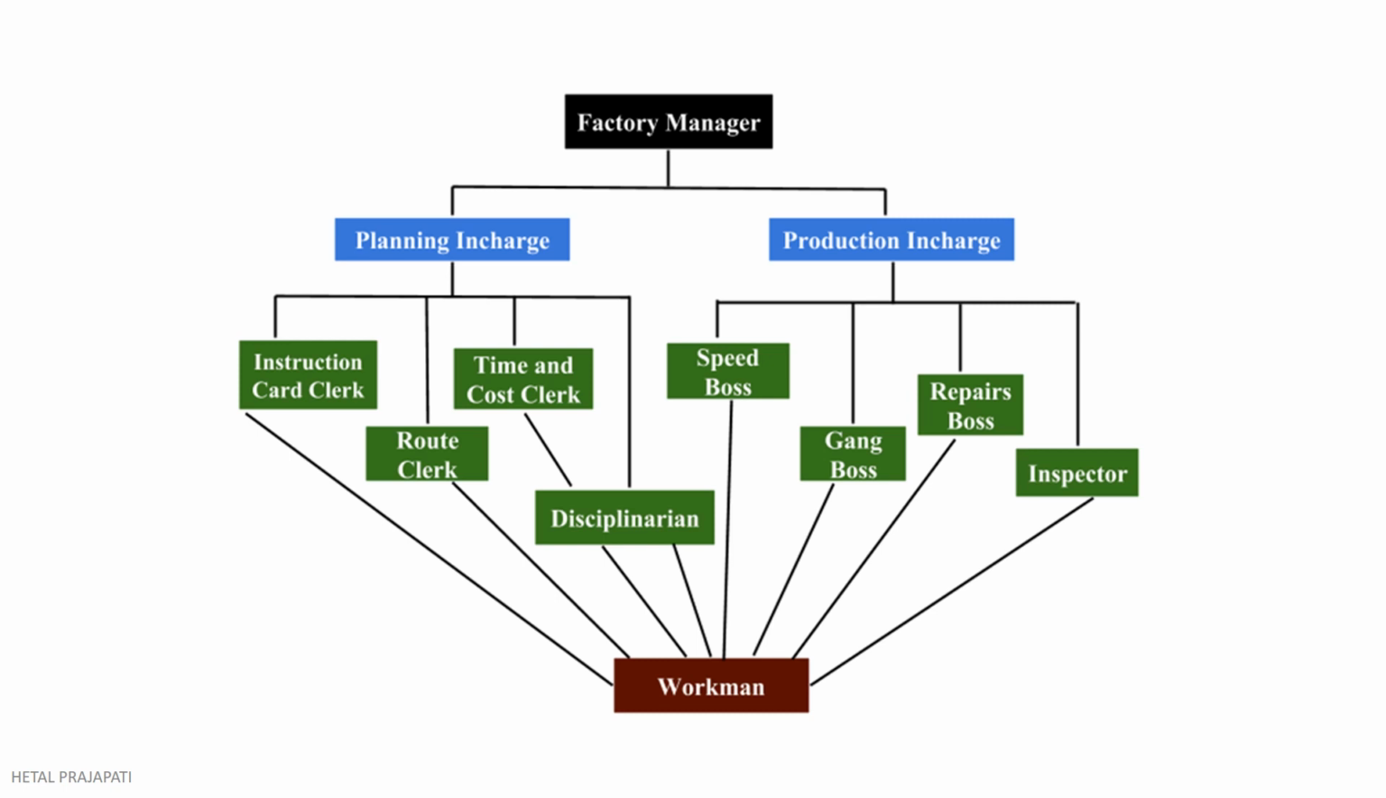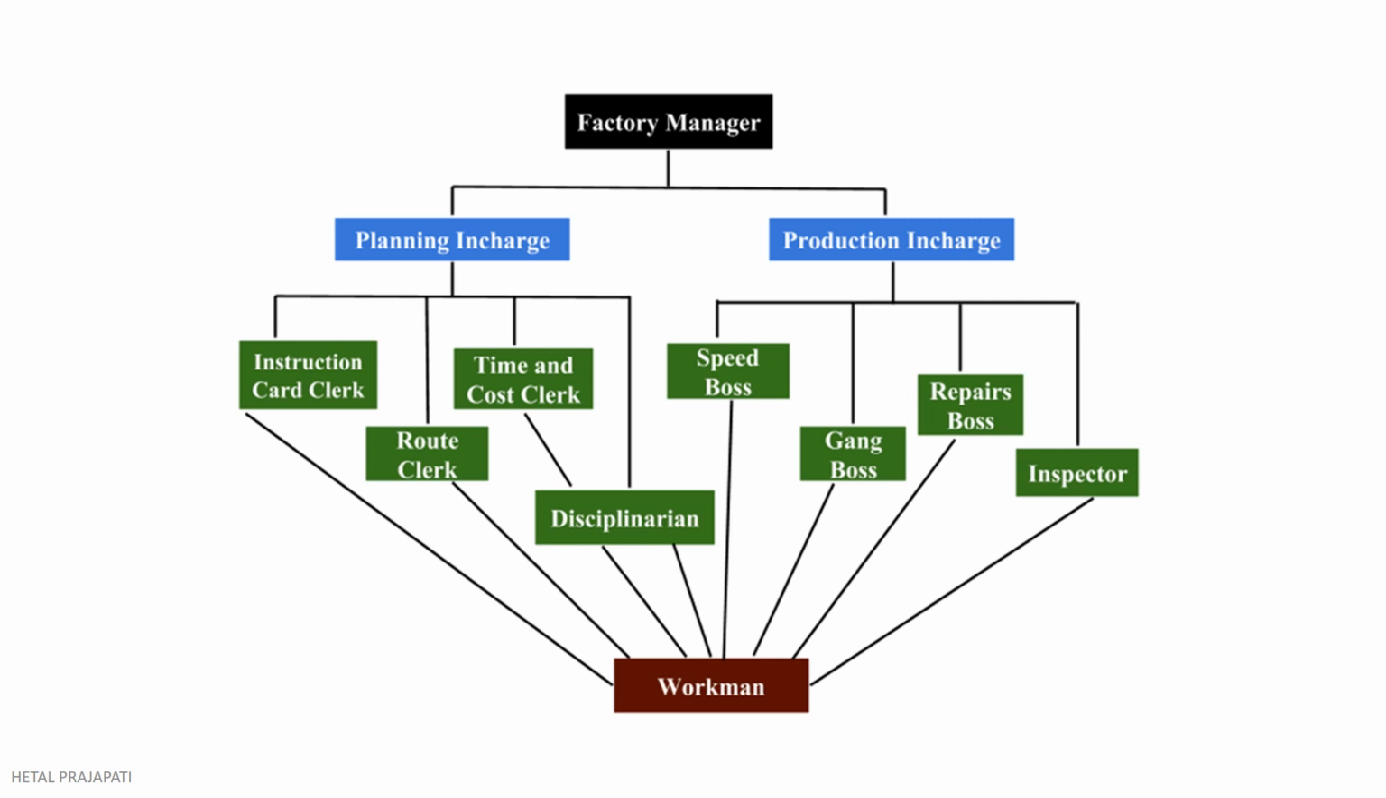Now let us see the first part, that is the planning in charge, which is looked after by the instruction card clerk. This clerk prepares the instruction card for the workers. This card contains information about the nature of work, procedure of doing it, material to be used, and the details about machinery.